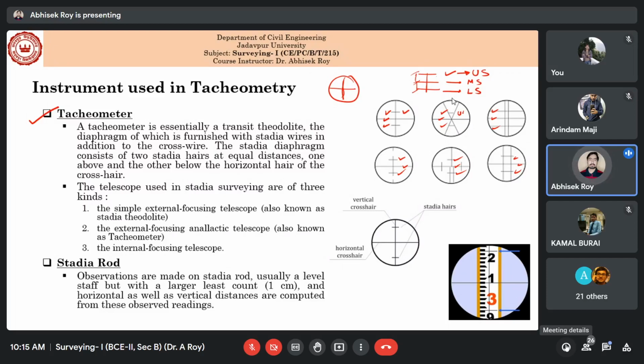Now in this tachymeter, as it is basically a transit theodolite, the theodolite telescope can be either an external focusing type normal telescope, or an external focusing type analytic telescope, or an internal focusing type telescope.